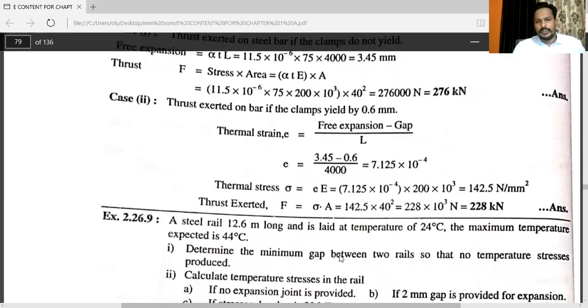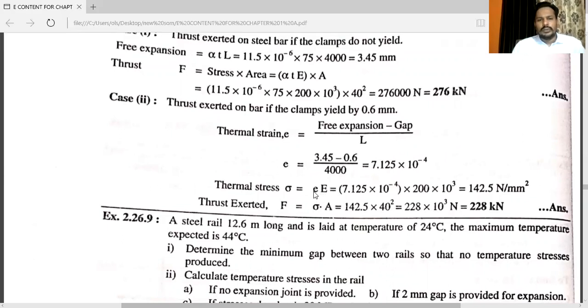Second condition: thermal stress sigma is equal to E into strain, that is Young's modulus times strain. We have the value of strain, we have the value of Young's modulus, and we know that thrust exerted F is equal to stress into area. Here we have the thermal stress, we have the area. You will get the answer 228 kilo Newton.